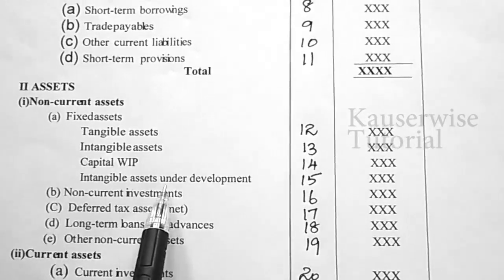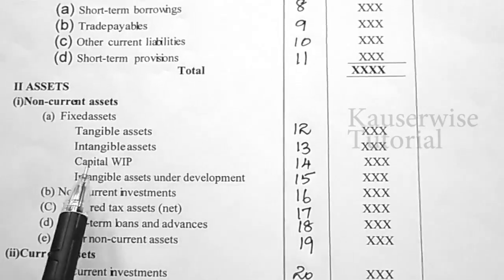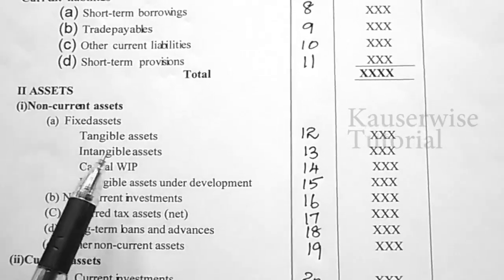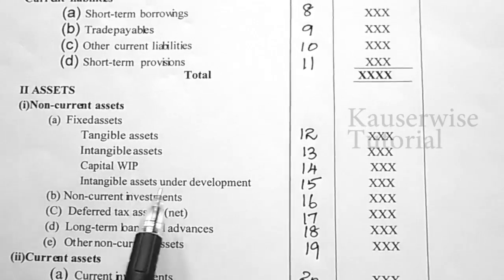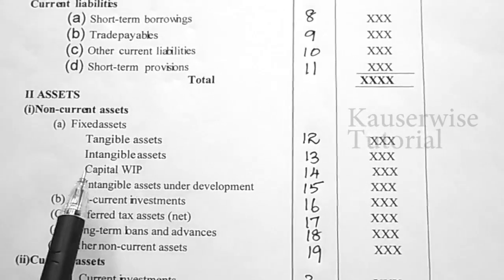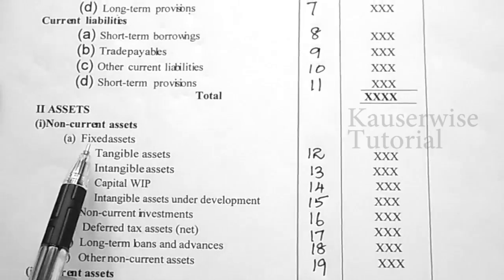In the same way, intangible assets also under development. So if you find any capital asset under development, that is work in progress, or intangible assets under development, that will also be recorded under the heading of fixed asset.